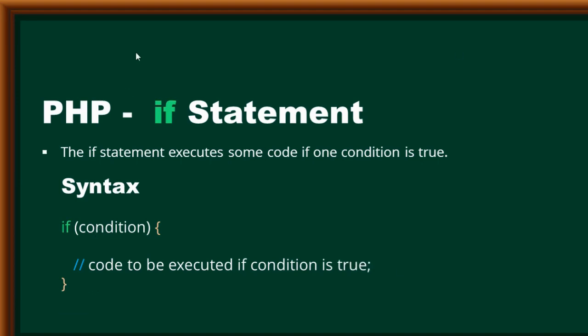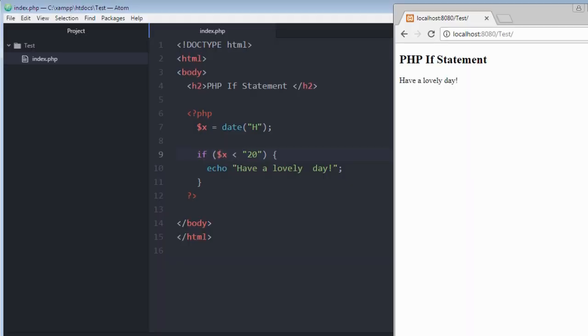If the condition set is not correct or is not met, then this code in between the curly braces will not get executed. So here's my example here. I've got a block of code inside my PHP code. I have a variable called x and I've set it to equal date.